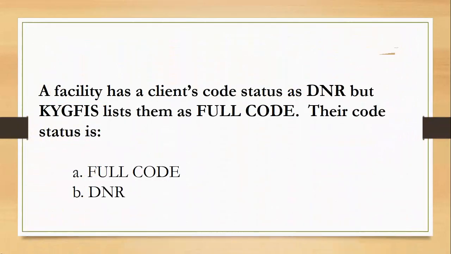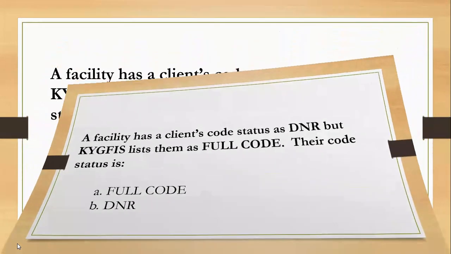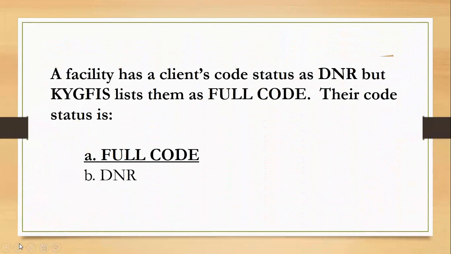A facility has a client's code status as DNR, but GFIS lists them as a full code. Their code status is full code. Always go by what is in GFIS as the official code status. If a facility has a client listed as DNR who is full code in GFIS, please let them know that the code status needs to be changed to full code.